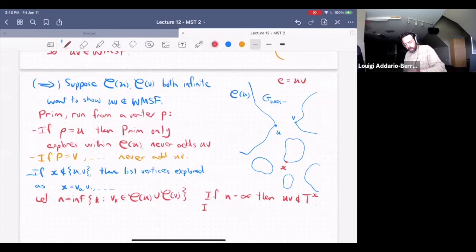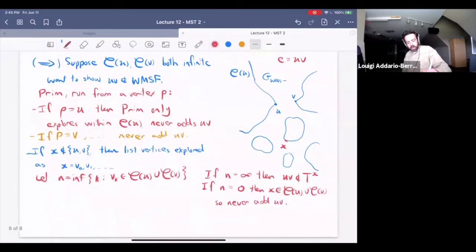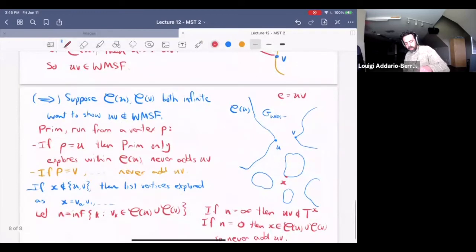And if N is 0, right, then that means we start in one of the components Cu or Cv, but then, as someone has just pointed out in the chat, in that case, we're always going to have edges of weight strictly less than the weight of E to explore. So we'll never add this edge UV, right? So then X is in Cu union Cv. So we never add UV.